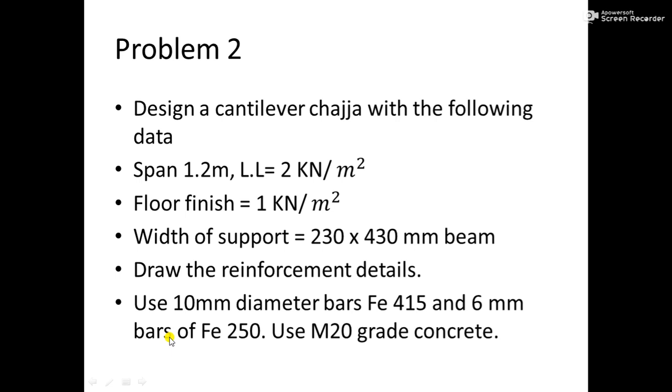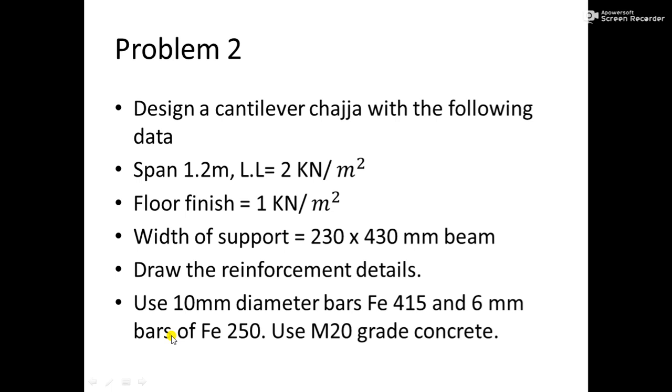The data given is: span 1.2 meter. See here, only span is given, not effective span. Live load 2 kilonewton per meter square. Floor finish 1 kilonewton per meter square. See, live load and floor finish are given separately. In the last problem, the live load and floor finish were given as an addition, that is, the total load was given. But here, the live load and floor finish are given separately.